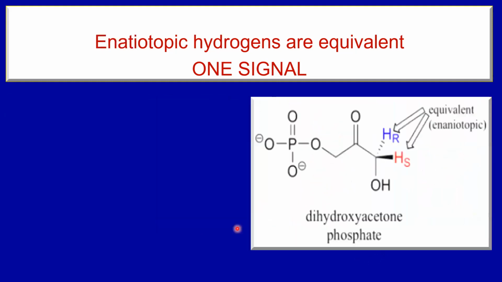So when you go for enantiotopic, what do you mean by enantiotopic? Replacement of these protons successively with similar ligand, you will end up in a pair of enantiomers. So then you can say those protons are enantiotopic.